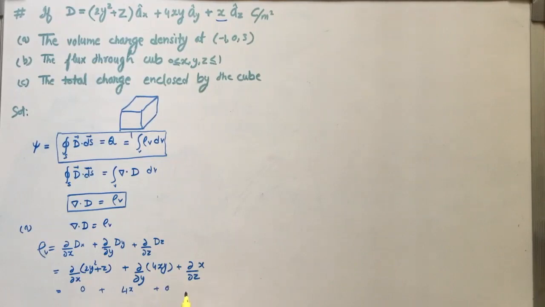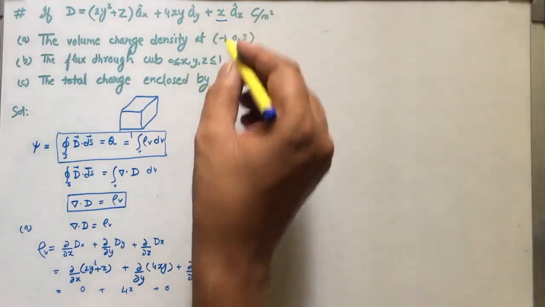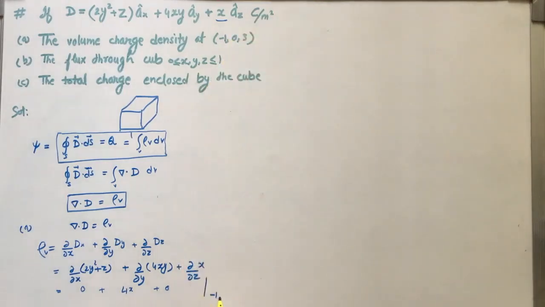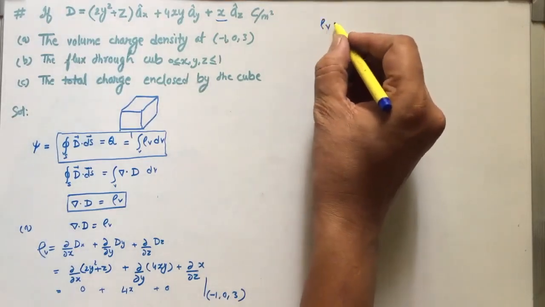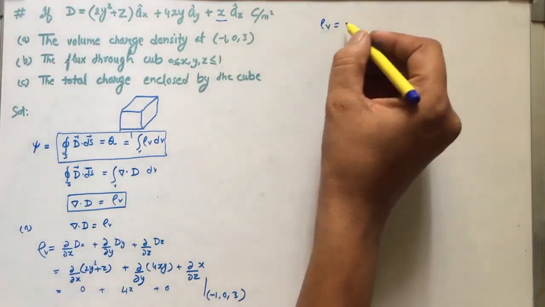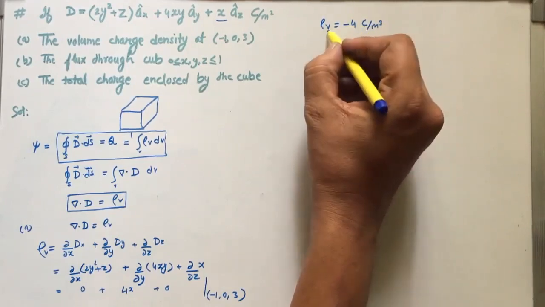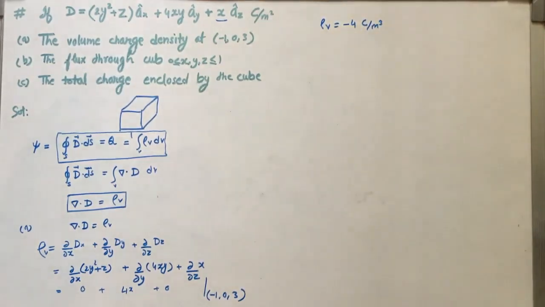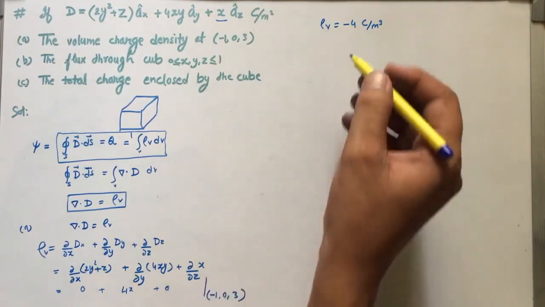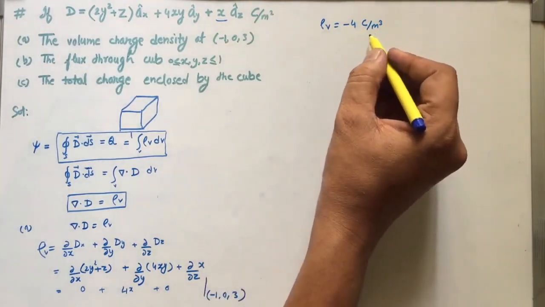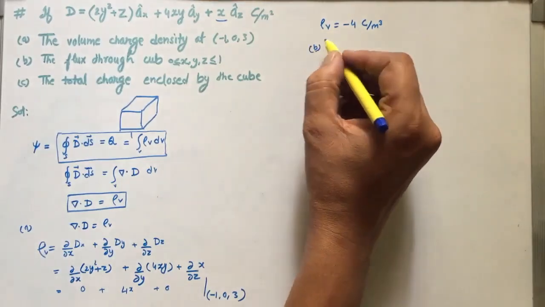So we have to find rho v at (-1, 0, 3). So put the value of x equal to -1, y equal to 0 and z equal to 3 in this one. From there we will get rho v equal to -4 coulomb per meter cube, the volume charge density. So for part A, the correct answer will be -4 coulomb per meter cube. Let us try part B.